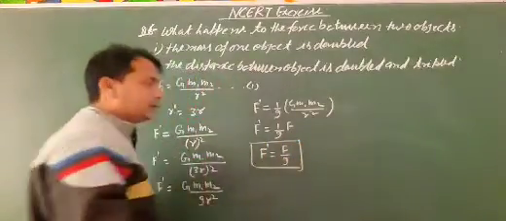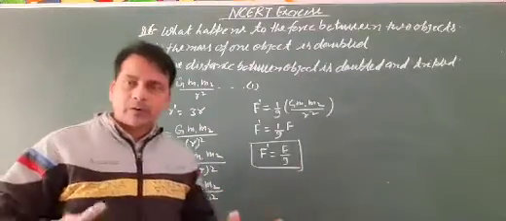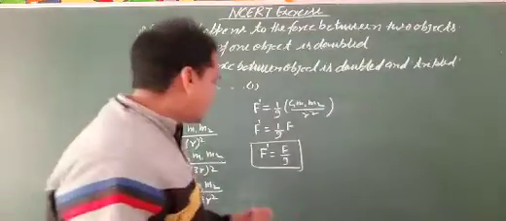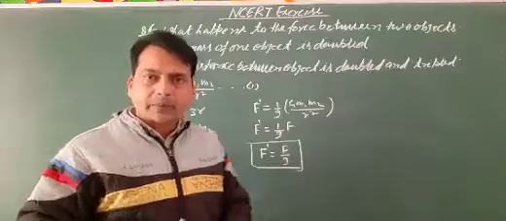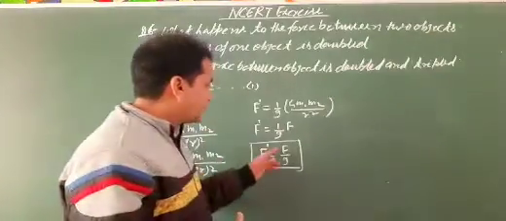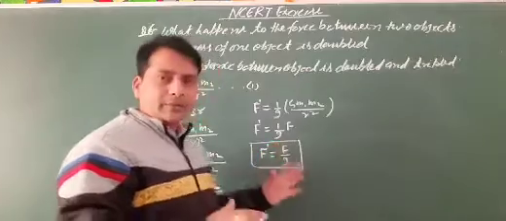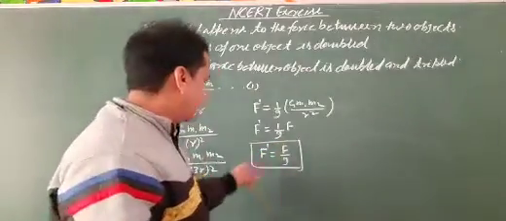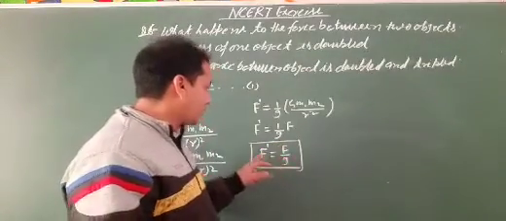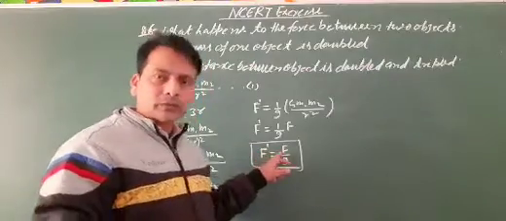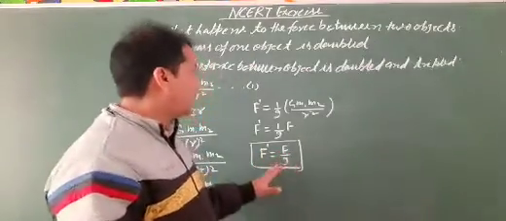So it is clear that if the distance between the objects is tripled, then the new gravitational force becomes the original gravitational force divided by 9. Then F dash equals F by 9. So the new gravitational force equals the original gravitational force by 9.